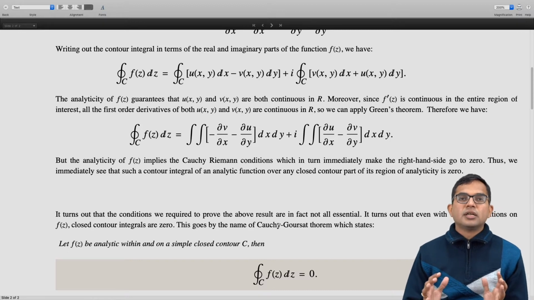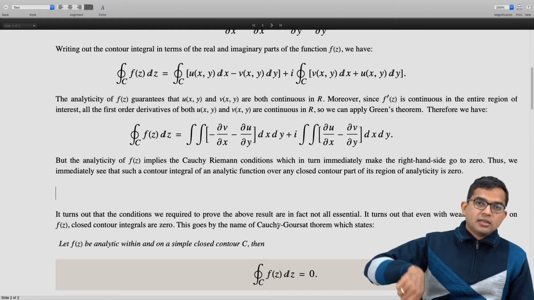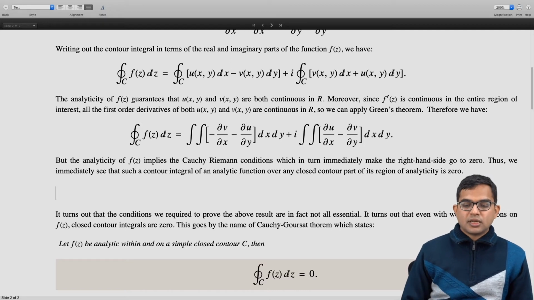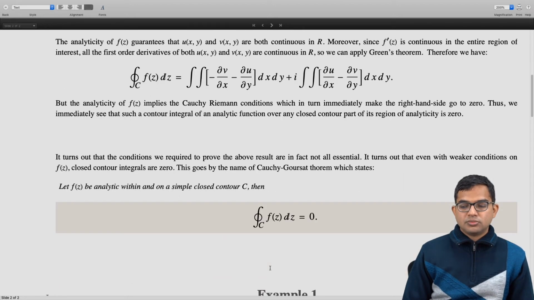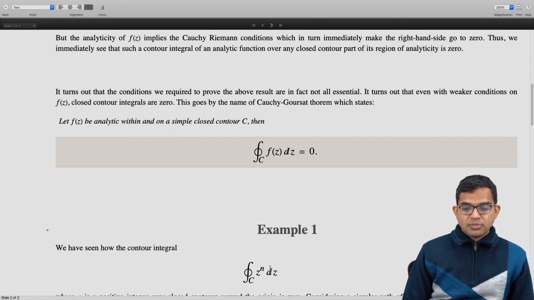So the key point is that your function f of z must be analytic everywhere inside this region, and your closed contour C itself is a simple closed contour, and that's it. And so a closed contour integral of this kind of f(z) dz is going to be 0. So let's look at a few examples of how this plays out.